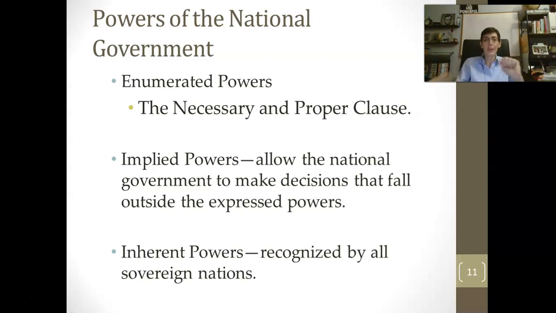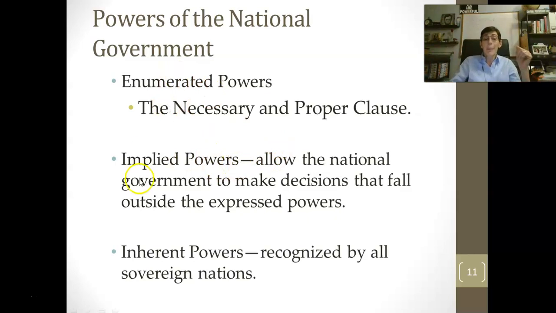There are enumerated powers. The word enumerated, and you should write this down, means to list. List. Enumerated powers are listed powers, okay? But we also have the necessary and proper clause, which allows the federal government to go a little bit outside those enumerated powers. So there are certain things that weren't listed in the Constitution the federal government needs to do in order to fulfill the listed powers that they must do, right?